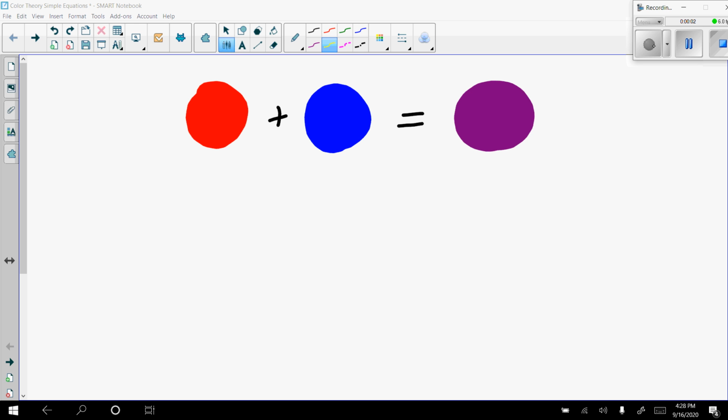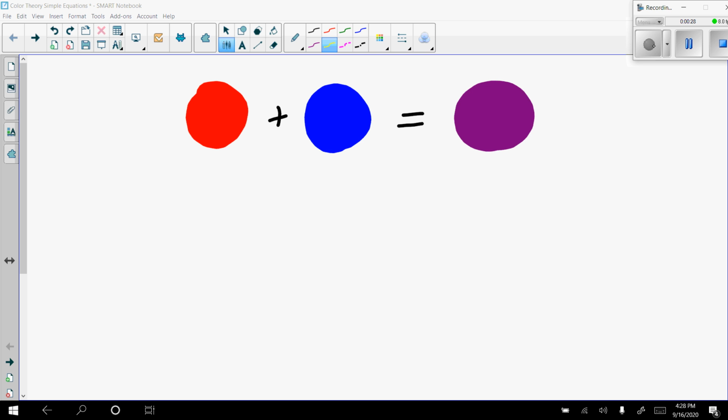Here's a refresher of today's mini lesson where we used color theory, or the combining of two colors to get a new color, to show you how to solve some simple equations either by adding or subtracting. So I'm starting with a simple example of red and blue combining to make purple, and that's represented here as red plus blue equals purple.